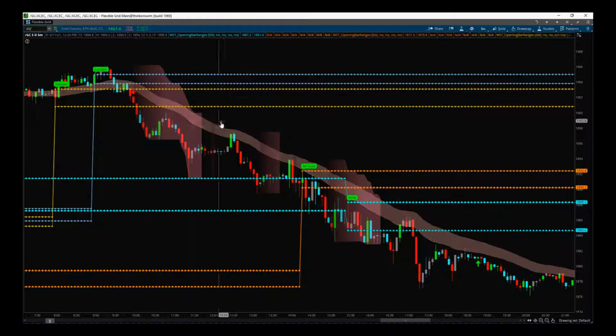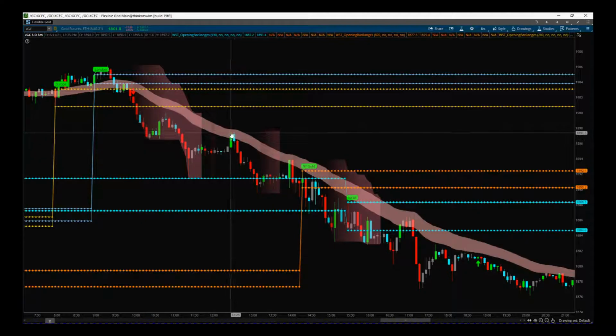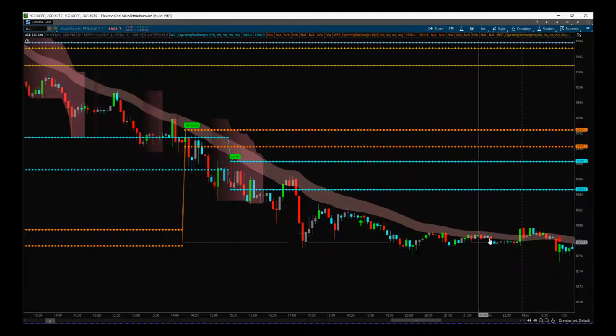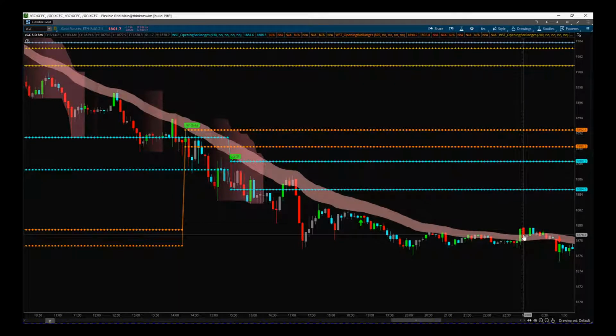This is set at 34. You can adjust the settings, and we then look for a close above the EMA cloud, which it doesn't do all day until right on the close.